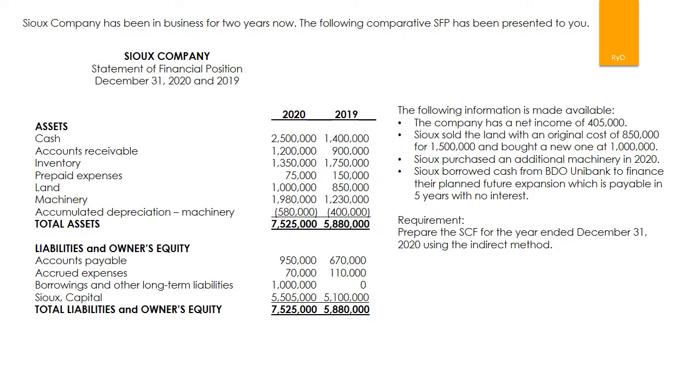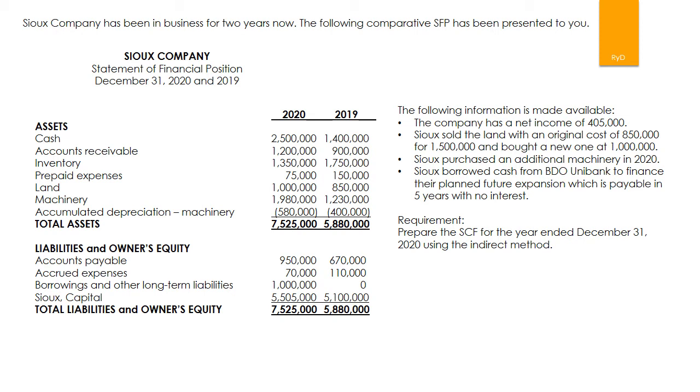So here class, we have Sue Company who has already been in business for 2 years and has provided us with a comparative statement of financial position for December 31, 2019 and 2020. We are required to prepare the statement of cash flow for the year ended December 31, 2020 using the indirect method. And there is other information that is made available.